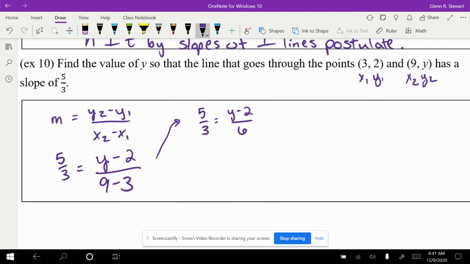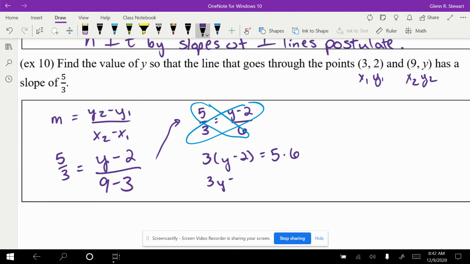I can then do a couple different things from here in order to find the y. One of them, though, is to cross multiply. So I'm actually going to multiply across. I'm sure that some of you are familiar with this type of method. So I have 3 times y minus 2 is equal to 5 times 6.